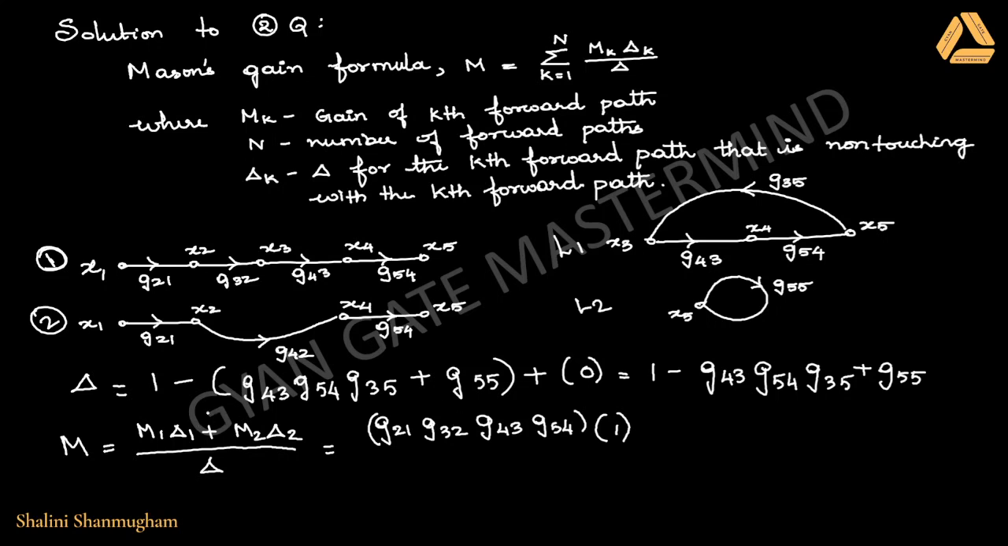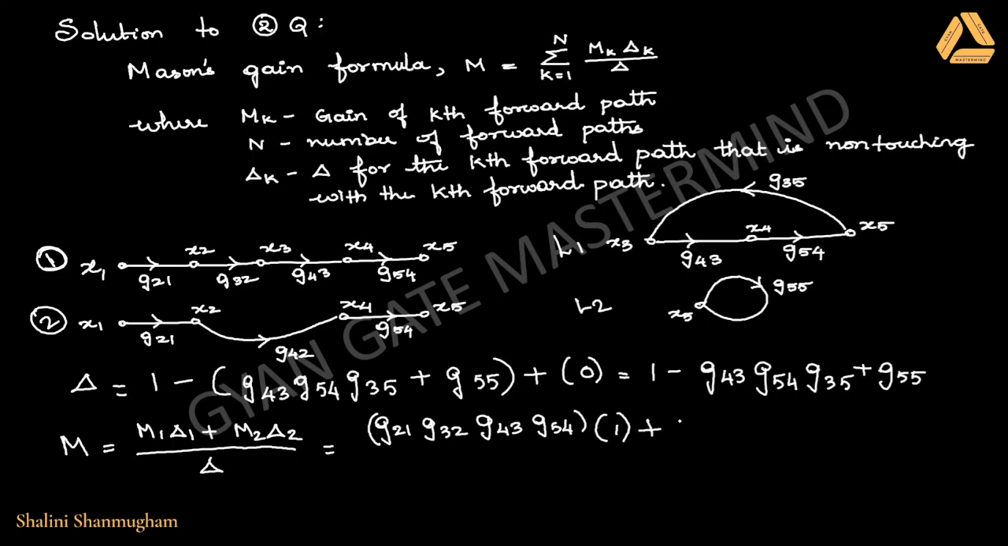Because, if you see this first forward path, do you find any loop which is non-touching the first forward path? No, there are no non-touching loops. So del 1 becomes 1.